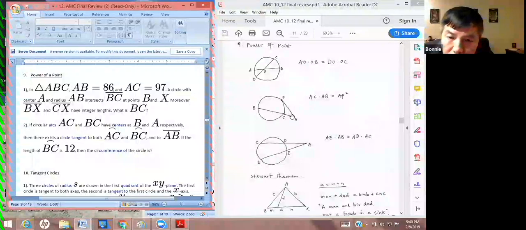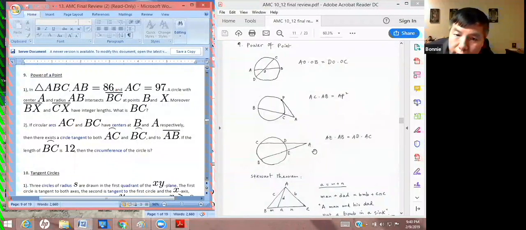Second case, one chord BA and another line AP that is tangent to this circle. Then we have the formula AC times AB equals AP squared. So this is the second formula of the PowerPoint.